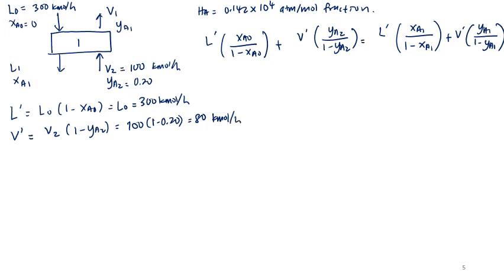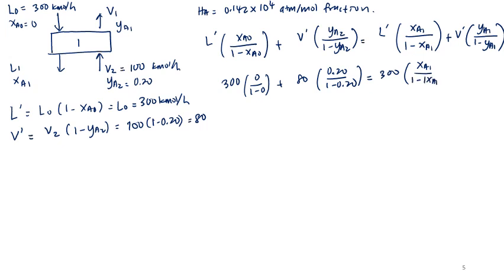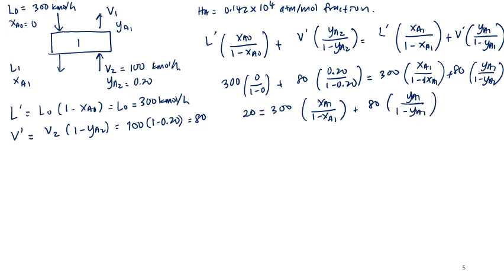So you can put the known and unknown into this material balance equation. You put L prime is 300 times 0 over 1 minus 0, plus 80 times YA2 is 0.2, over 1 minus 0.2, equals 300 times XA1, which you don't know, over 1 minus XA1, plus 80 times YA1 over 1 minus YA1. You simplify this equation, you get 20 equals 300 times XA1 over 1 minus XA1 plus 80 times YA1 over 1 minus YA1. So this is the material balance.